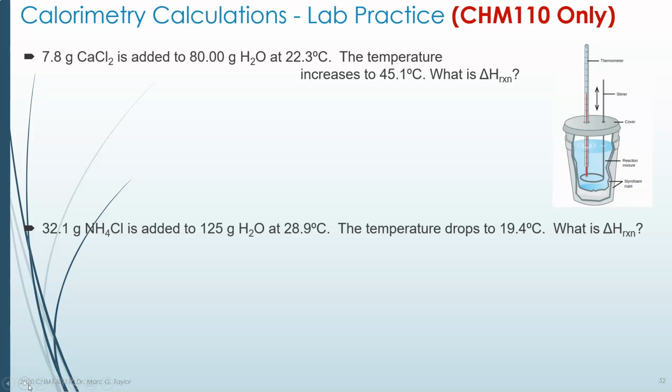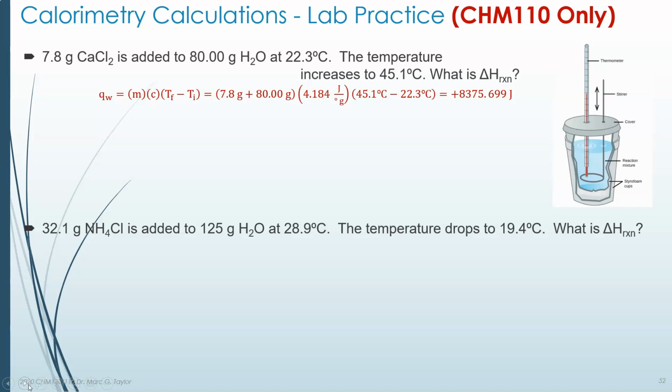But that will only change the sign. It won't change how we calculate the actual values. So let's look at the first value. We know the number of grams of calcium chloride, we know the number of grams of water, we know the before temperature, we know the after temperature, and we're going to assume the specific heat for this reaction is the same specific heat as plain water. And this is a reasonably good approximation. So we plug this in.